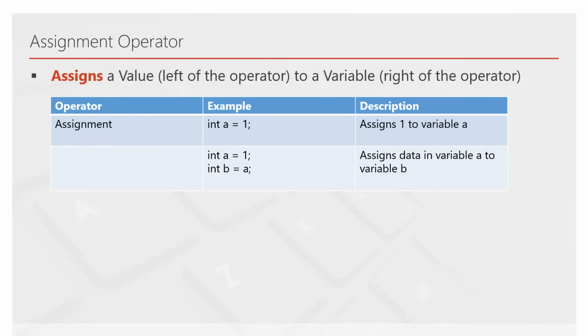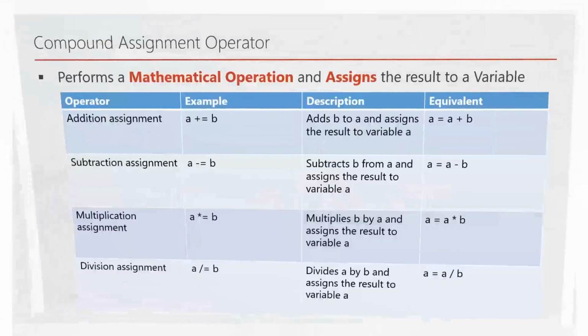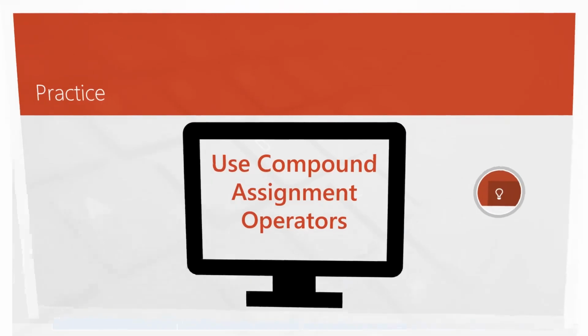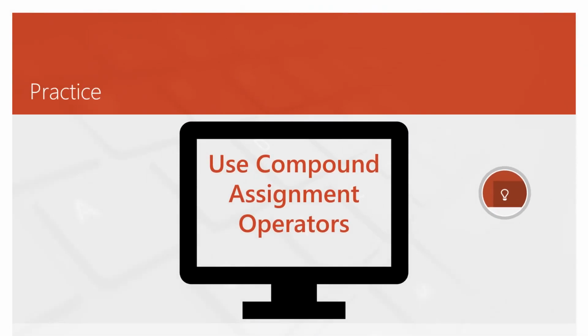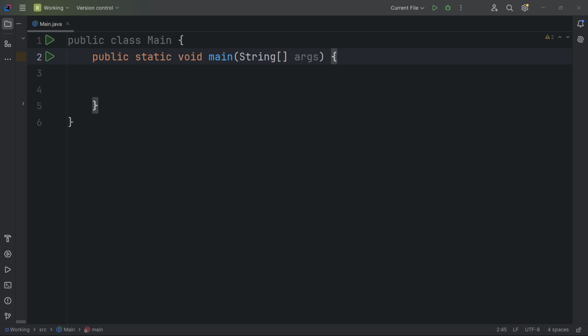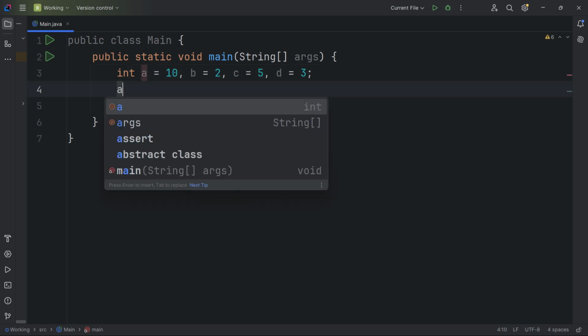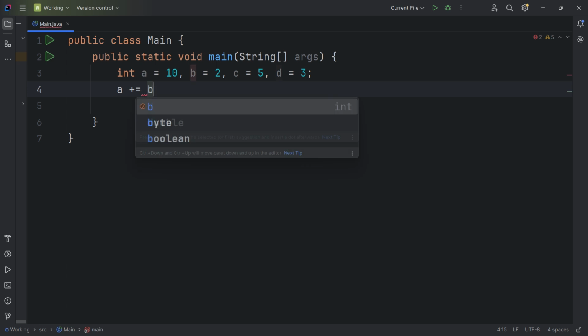The assignment operator is used to assign a value to a variable. The compound assignment operator performs mathematical operations and assigns the result of that operation to a variable. And here are some examples. For coding practice, we will use compound assignment operators. Let's declare and initialize some integer variables like this. And let's use the first compound assignment operator, plus equals. Let's come here and type a plus equals b and a semicolon.